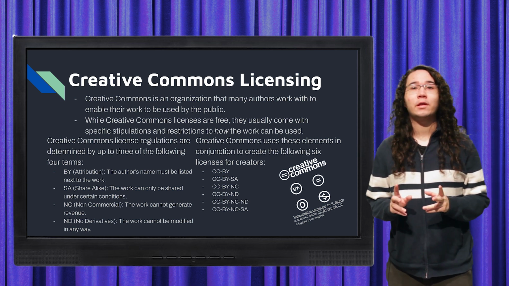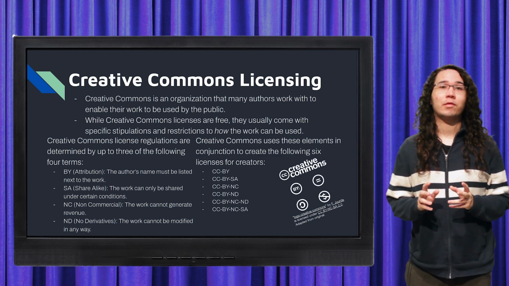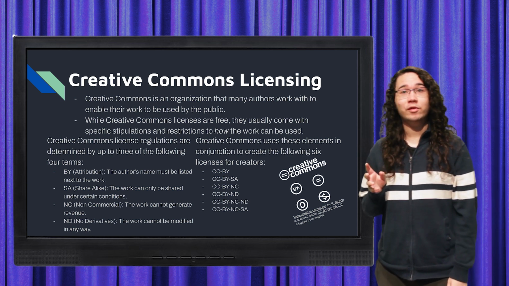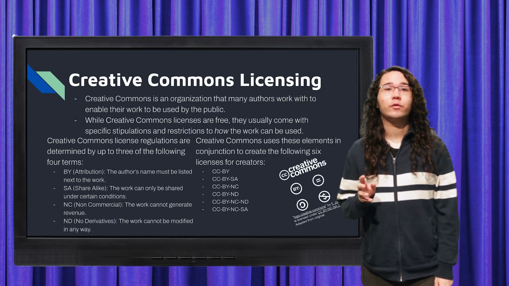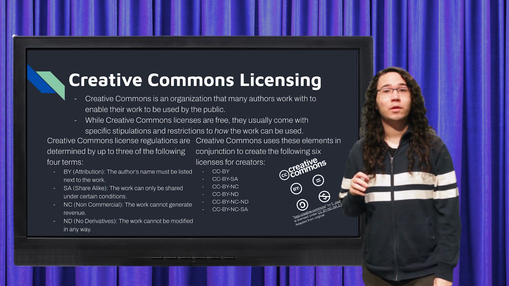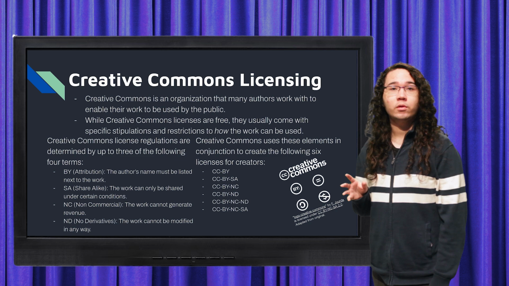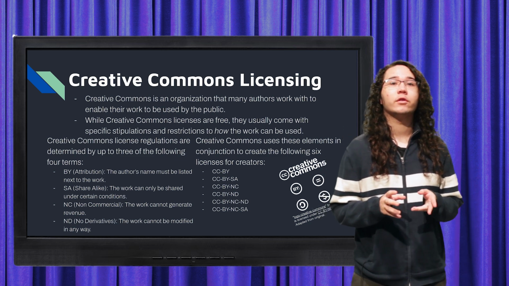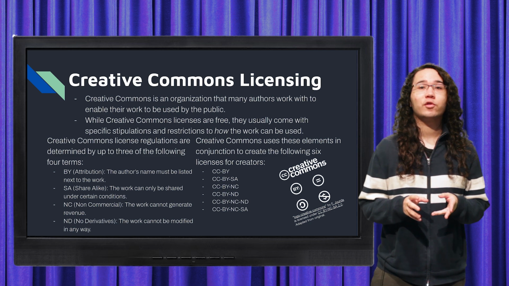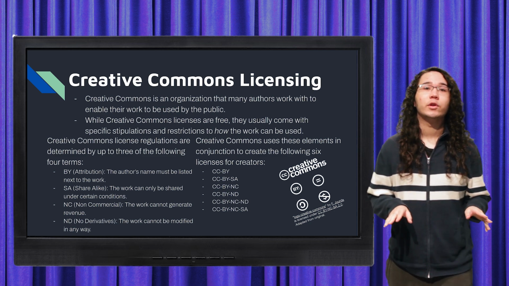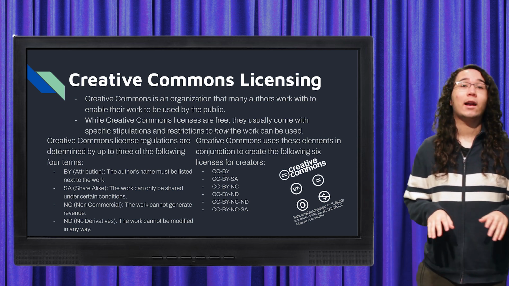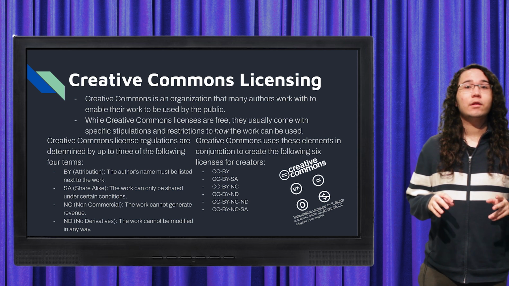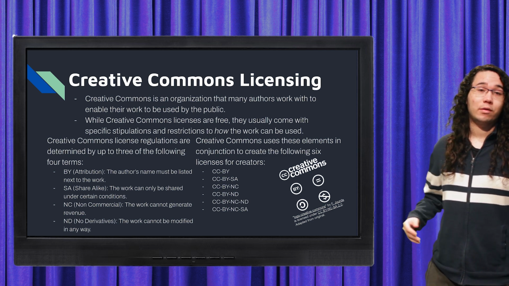The other type of licensing that exists for copyrighted works is Creative Commons licensing. Creative Commons is an organization that allows the use of copyright-protected works for free under certain conditions. These conditions are as follows: attribution, work must cite the author and original works; share alike, adaptations shared under the original attribution; non-commercial, utilizing work cannot generate revenue; and no derivatives, the work cannot be modified or edited. These conditions combine to form the licenses seen here.